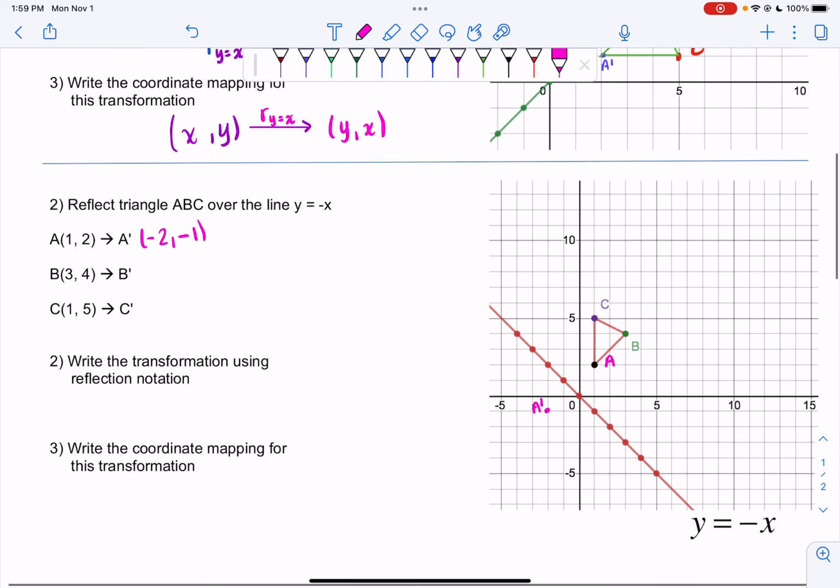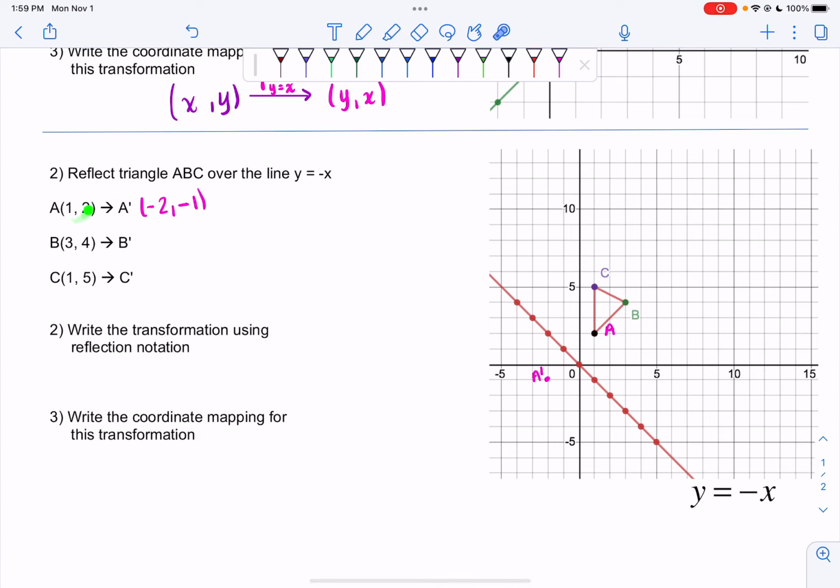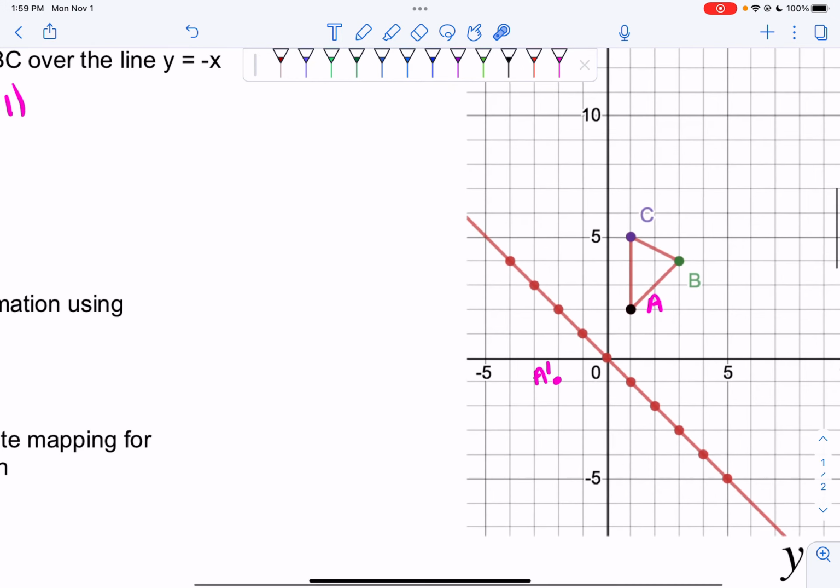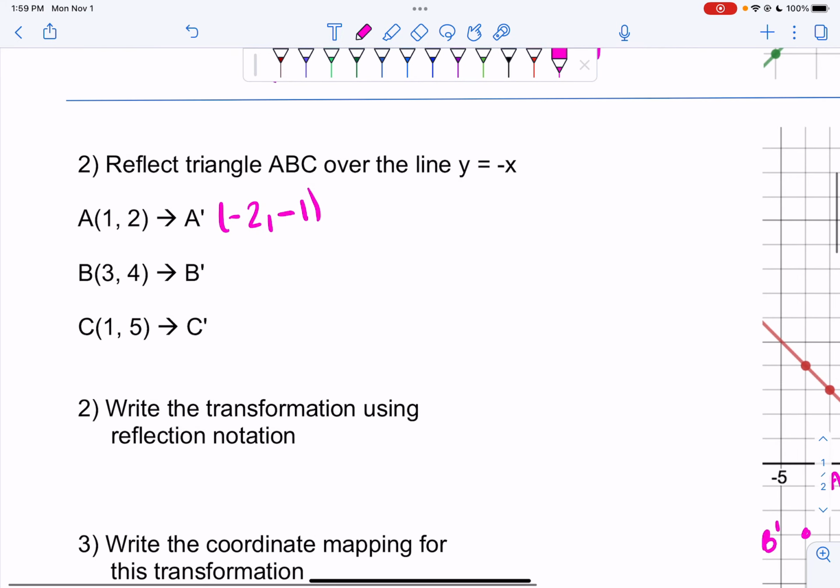I have a question. What do you notice about my original ordered pair and my new ordered pair after I do a reflection over the line y equals -x? Very good. I switch my x and y values and I make them both opposite, or I negate them. So let's do B prime now. If I look, B is 7 away, so I'm going to go to the left 7, and plot a point right here. What is that as an ordered pair? Very good. It's -4, -3.